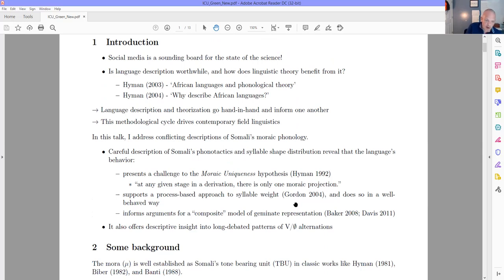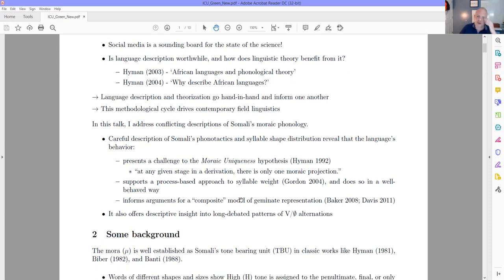So in this talk, what I'm going to do is to tackle conflicting views on the role played by the mora in Somali. And I address these conflicts in light of cross-linguistic evidence for so-called moraic mismatches and their admission into moraic theory. I show that a detailed description of Somali's phonotactics and the language's syllable shape distribution reveals a key role played by moras of different types. More specifically, I'm going to show that consonantal moras seem to play a role in segmental phenomena, where tonal phenomena instead appear to reference only vocalic moras.